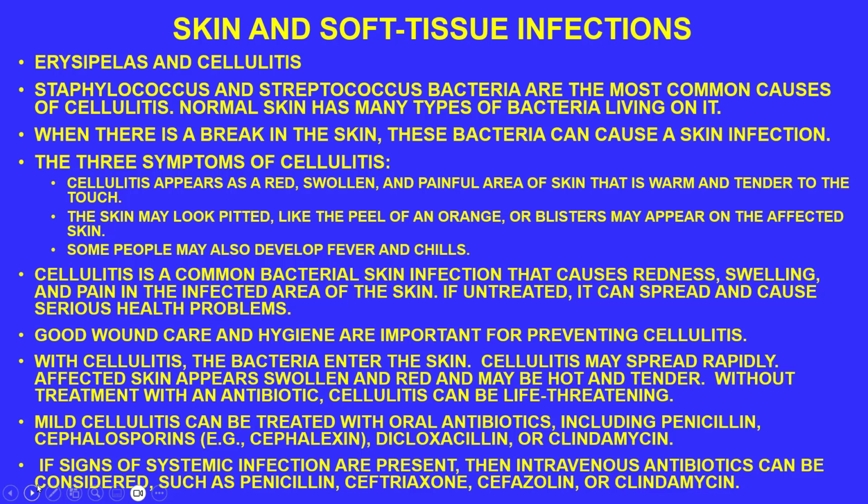dicloxacillin, or clindamycin. If signs of systemic infection are present, and this is a key point, now it's going into your systemic circulation, then what you need to do is go after the organisms by giving intravenous antibiotics. At least they should be considered. And these can be either penicillin, ceftriaxone, cefazolin, or clindamycin.